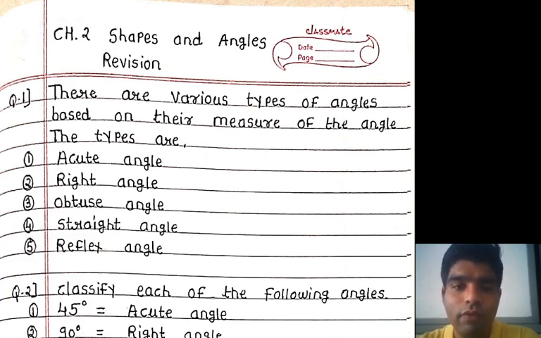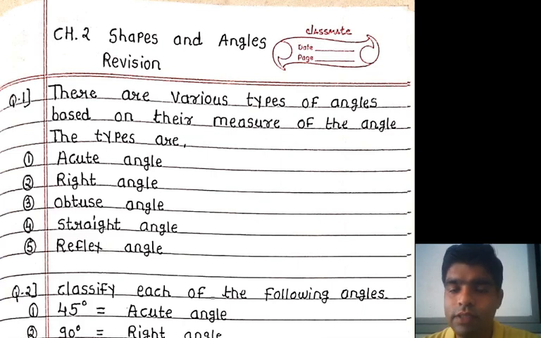Now start from the fourth type. This is our straight angle. Now see the definition of a straight angle, an angle which measures exactly 180 degrees, not in between. This is exactly 180 degrees, and this type of angle is called a straight angle. This is the definition of the fourth type, our straight angle.